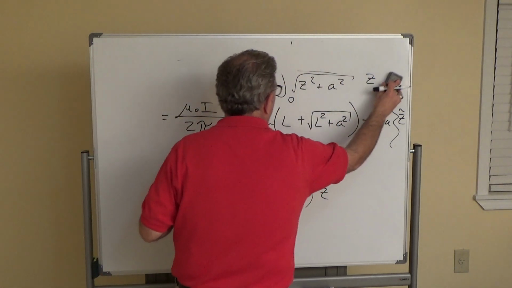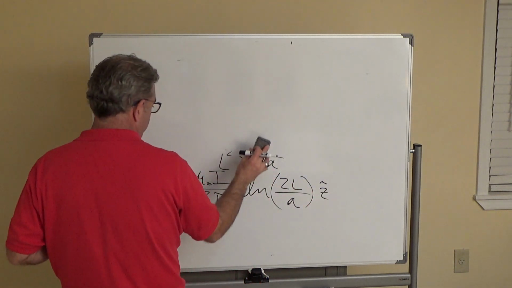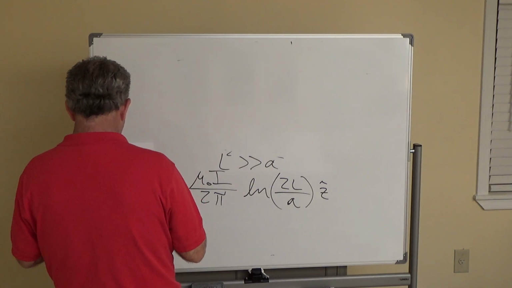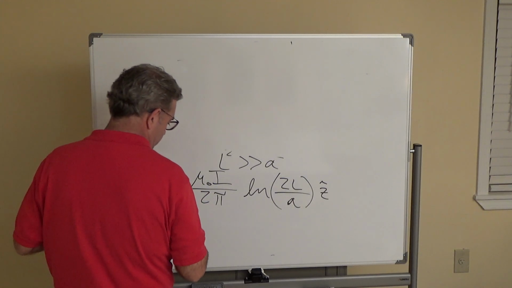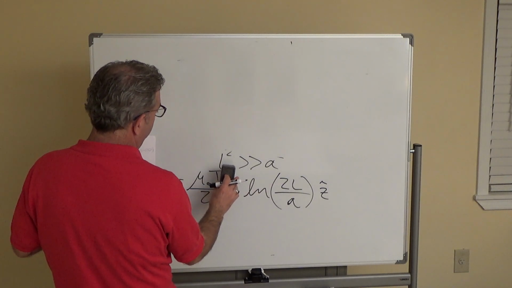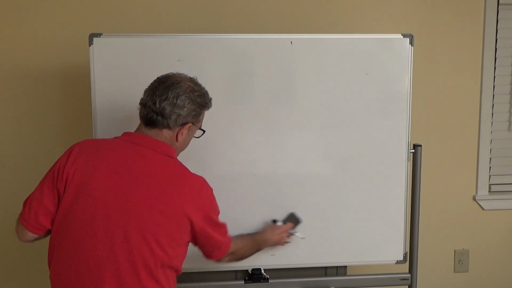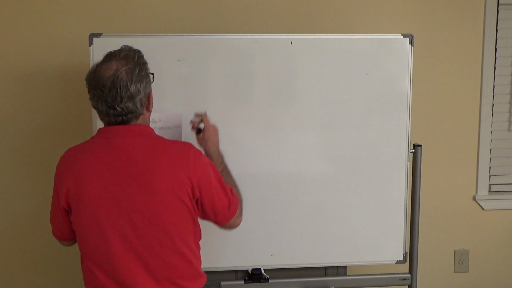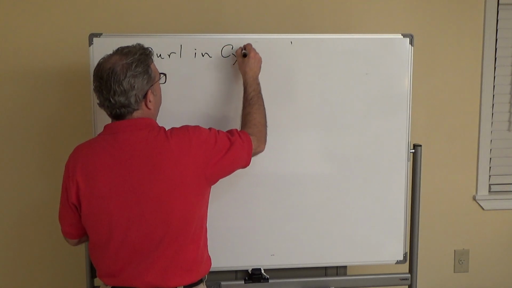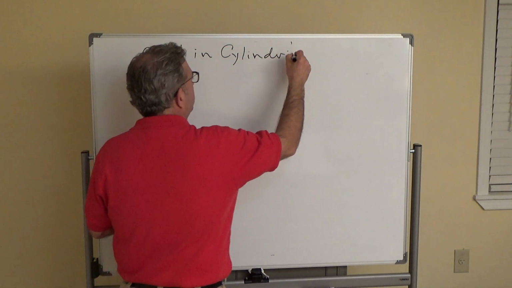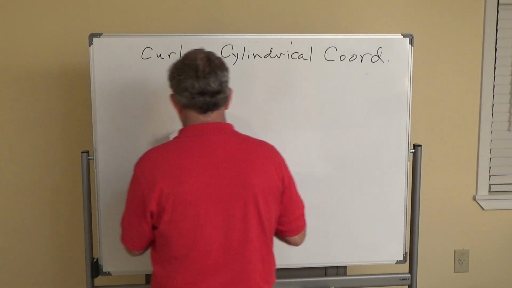So let's see if this works. Now we have the vector potential. If I take the curl, I should get the magnetic field. Let's see. I'll get rid of this. So let's recall the curl in cylindrical coordinates.